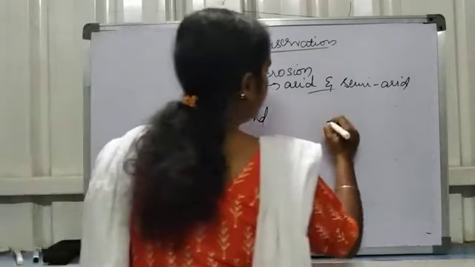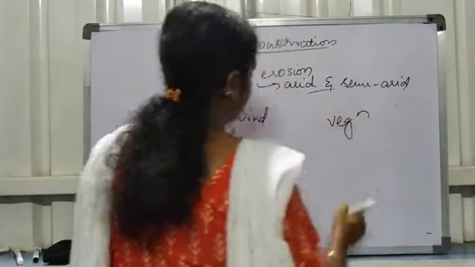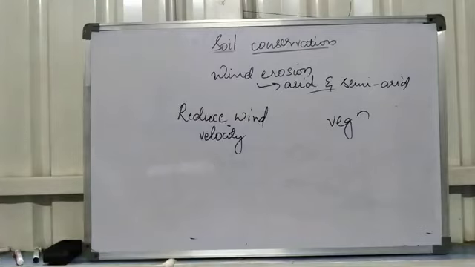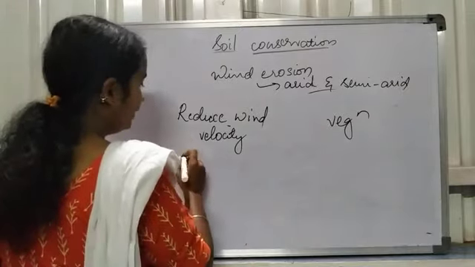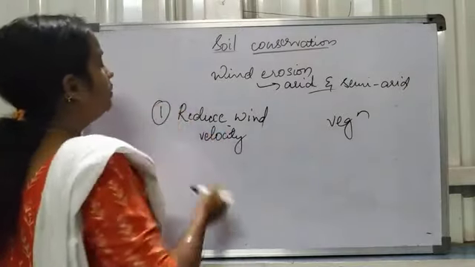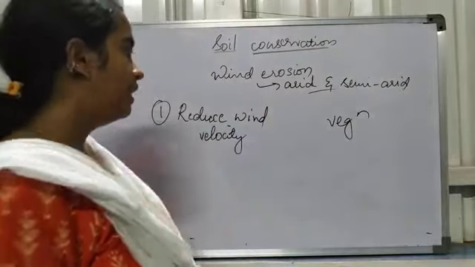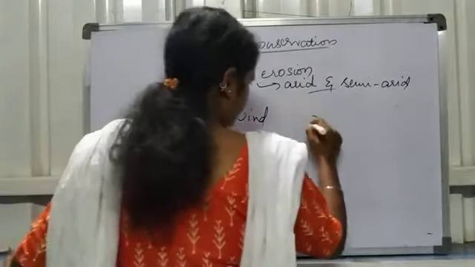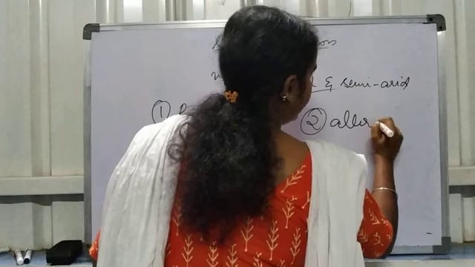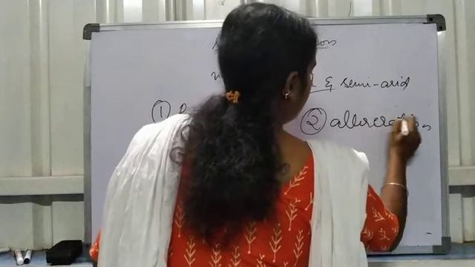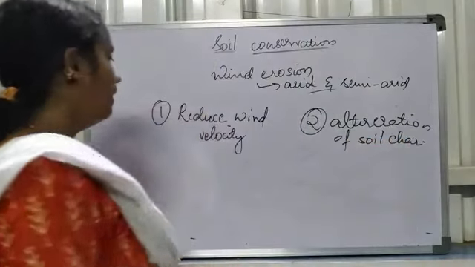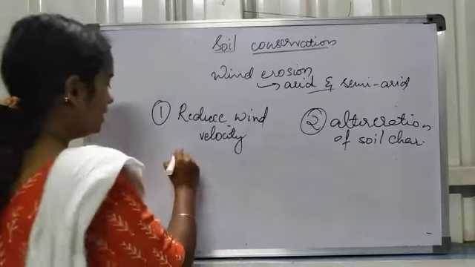and second one is about the vegetation. So how do we reduce the wind velocity? One is, I told you, to reduce the wind velocity, and second one is not vegetation, it is about the alteration of the soil characteristics. Soil characteristics, how do we change them? Right? To reduce wind velocity, one is shelter belts.